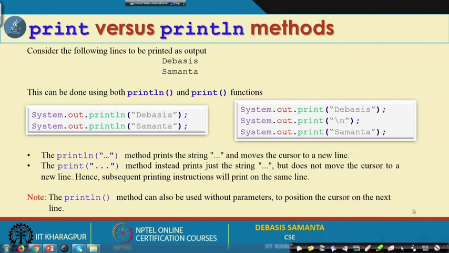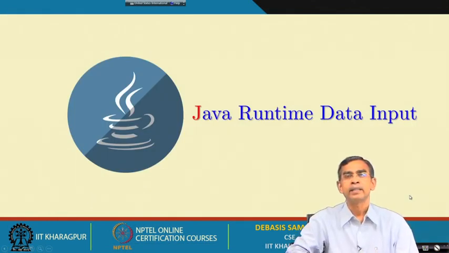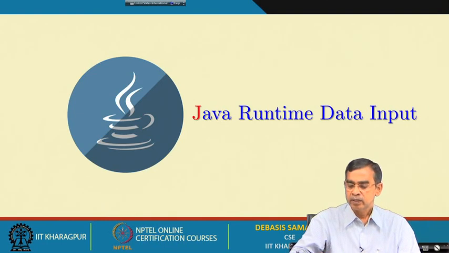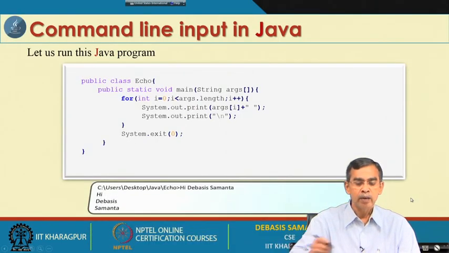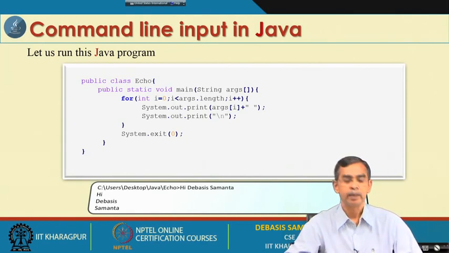So, that is the idea about the println method, and now I will quickly discuss how we can feed input to our Java program. During the execution of the program, how can input be given to the Java program? This is called the Java runtime data input concept. Now, here is an example. The first kind of input that can be given to a Java program is called command line input.